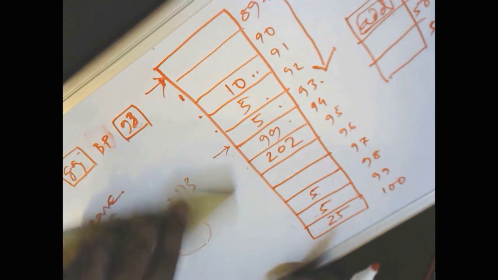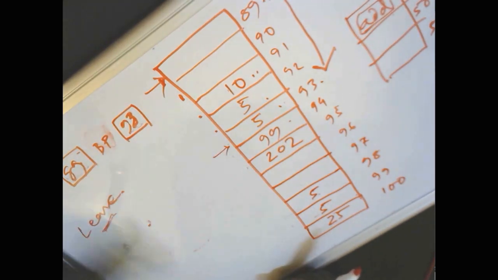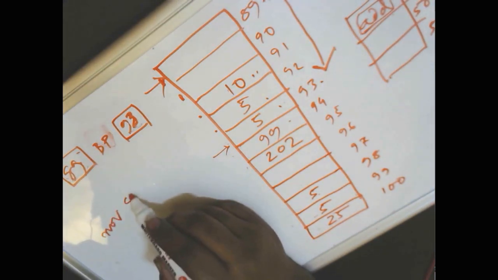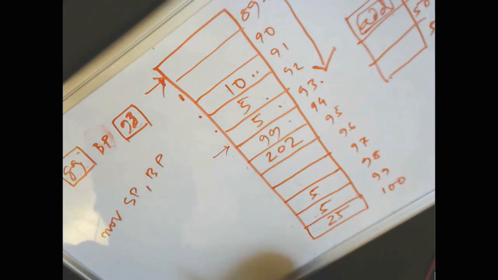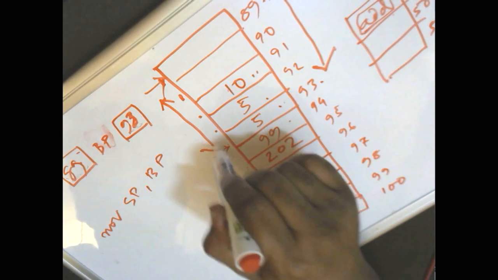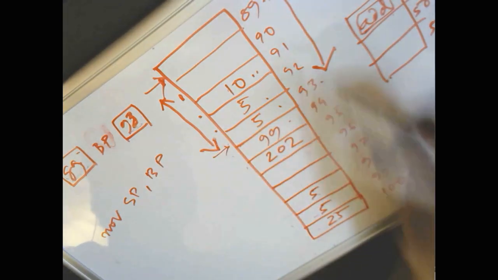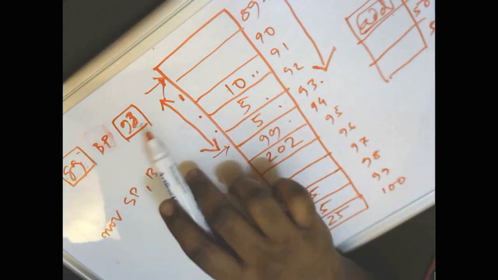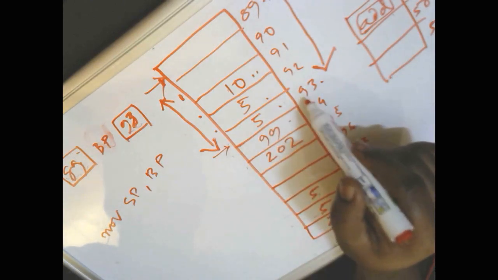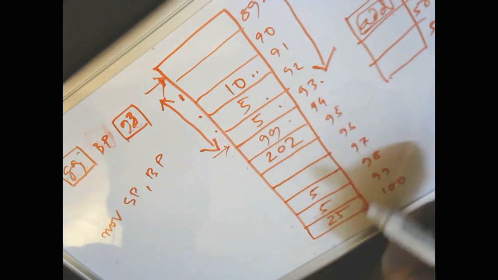So let's do the same thing and write the exact commands as they would look in assembly. So move SP, BP basically closes this whole gap which we have taken for the function add, and now the base pointer and stack pointer are pointing to the same exact location, that is, in this case, 93, right?